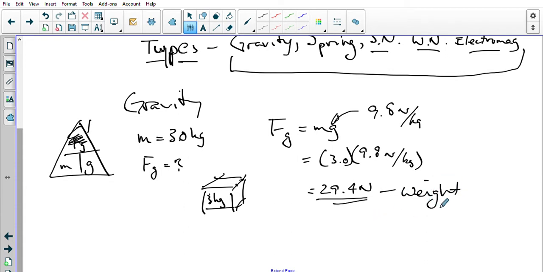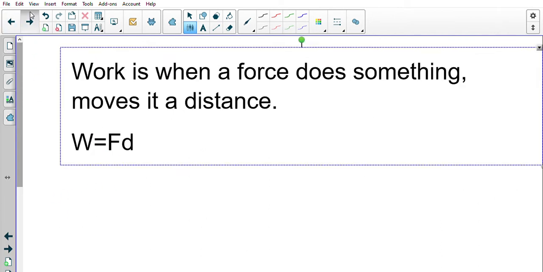The weight is not the mass. Weight is the force of gravity acting on a mass. Mass is a property of the matter. All right, just to remind you, but we have the idea of this triangle that helps us out.